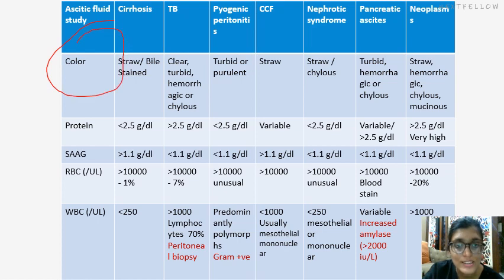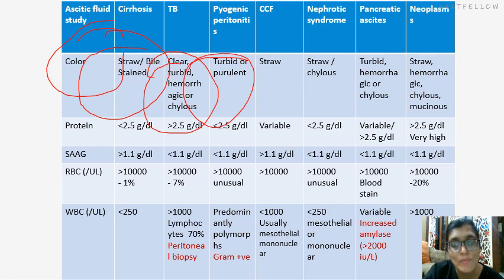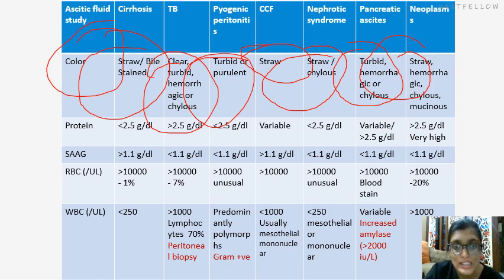The color is straw colored or bile stained in cirrhosis; clear, turbid, hemorrhagic or chylous in tuberculosis; turbid or purulent in pyogenic peritonitis; straw colored in CCF; straw or chylous in nephrotic syndrome; turbid, hemorrhagic and chylous in pancreatitis; and in neoplasm it is straw, hemorrhagic, chylous or mucinous. Protein is less than 2.5 in cirrhosis.